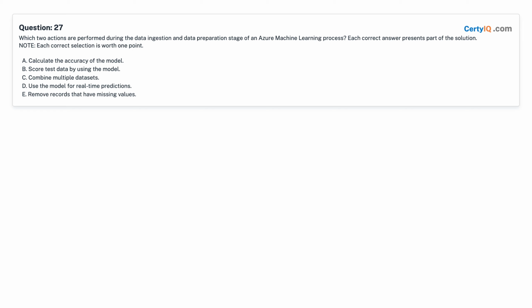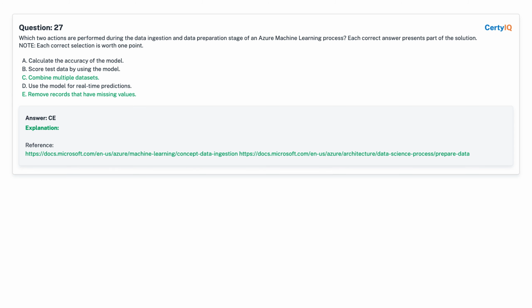Question 27. Which two actions are performed during the data ingestion and data preparation stage of an Azure Machine Learning process? Each correct answer presents part of the solution. Note: each correct selection is worth 1 point. A. Calculate the accuracy of the model. B. Score test data by using the model. C. Combine multiple datasets. D. Use the model for real-time predictions. E. Remove records that have missing values. Answer is E. Remove records that have missing values.